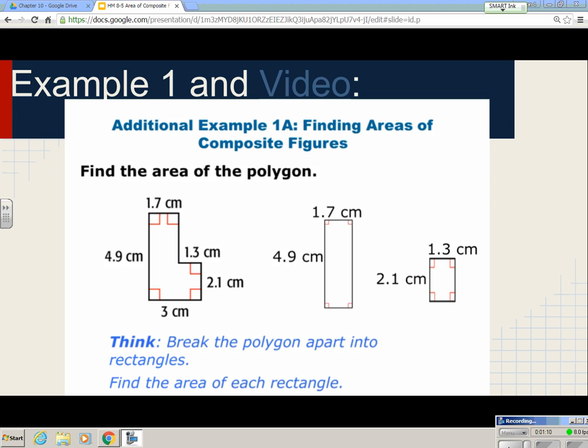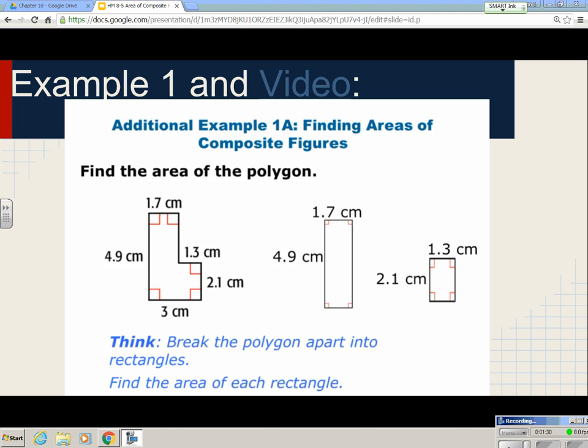And the first thing you should do is say, how can I break down this polygon into smaller parts? So think about the shapes that we've worked with so far: trapezoids, triangles, parallelograms, rectangles, or squares. And how can we look for those shapes within this irregular shape?